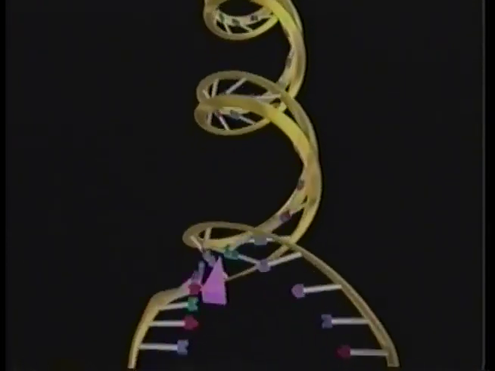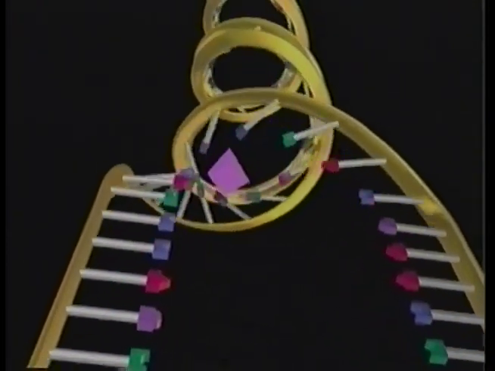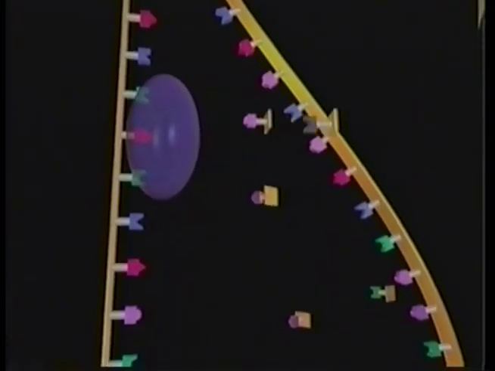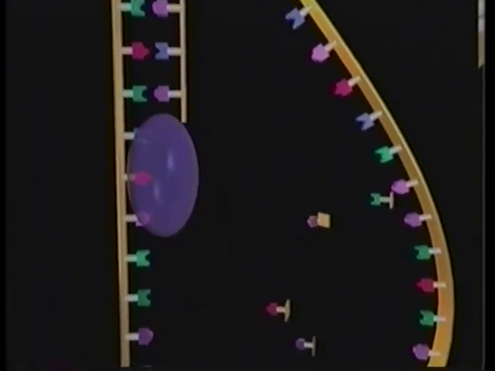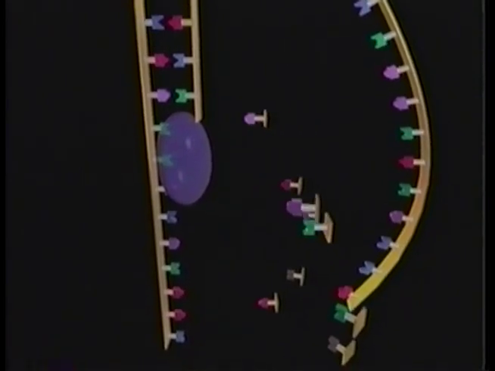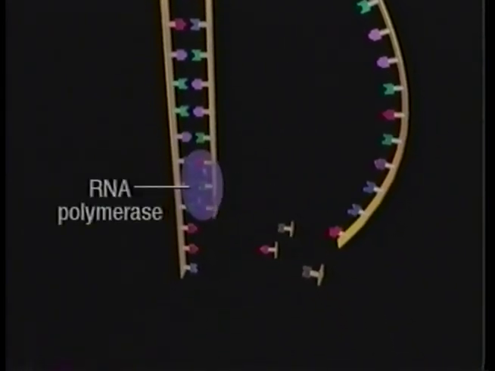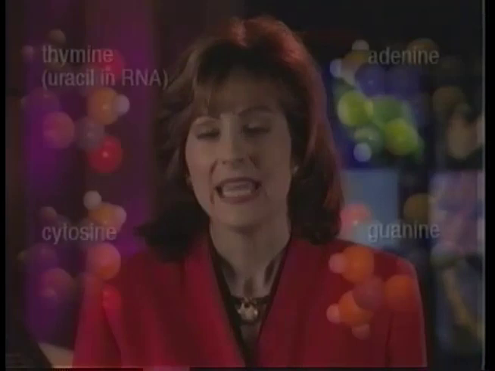In order to transcribe DNA, the 2 strands of the double helix must first be separated to expose the template strand. Once this occurs, nucleotides already present in the nucleus begin to pair with the exposed bases with the help of an essential enzyme called RNA polymerase. This binding occurs only between complementary bases.